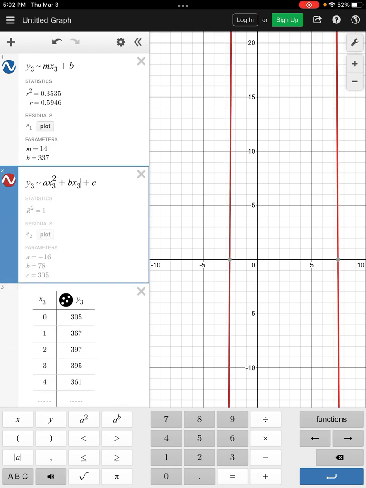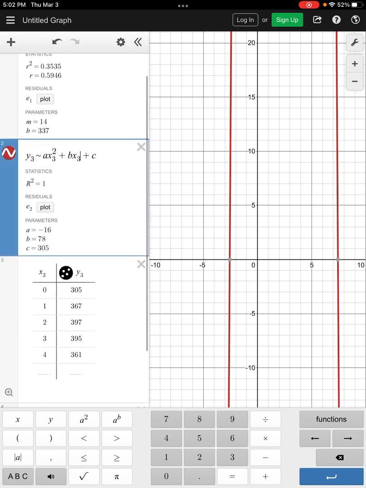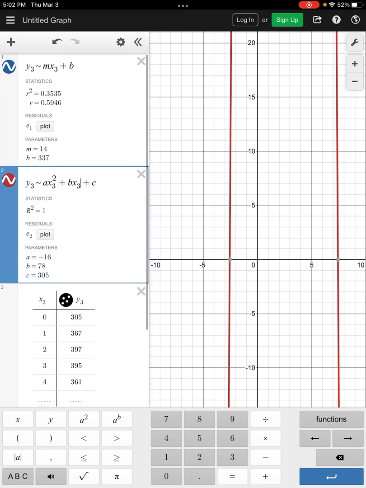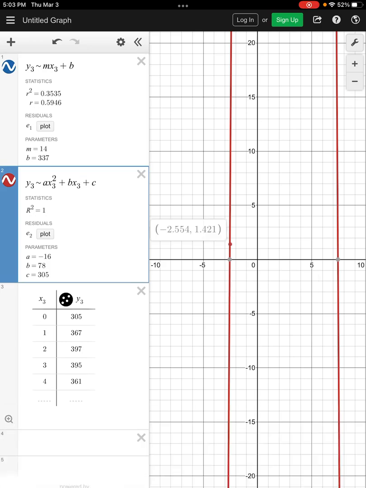We got this. So now I am seeing the R squared values. And now let's look. For the linear, the R squared is 0.3535. Not very close to 1. But look at the second one. The R squared value is 1. That tells you it is a quadratic.